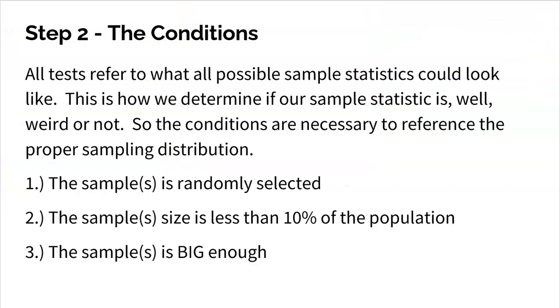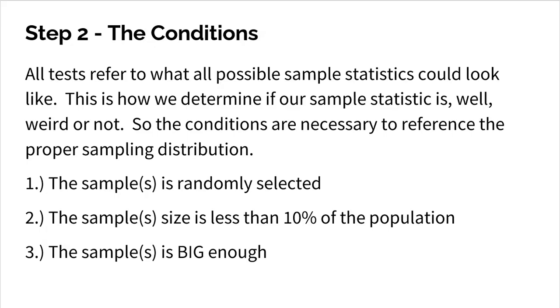All right, now step 2 in this 4-step process is checking the conditions. Remember, all tests refer to what all possible sample statistics could look like, and this is how we determine if our sample statistic is, well, weird or not. Remember, we need to compare our sample to what is possibly true for all samples, and that can only be done with a sampling distribution. So we have to go back and check those conditions.